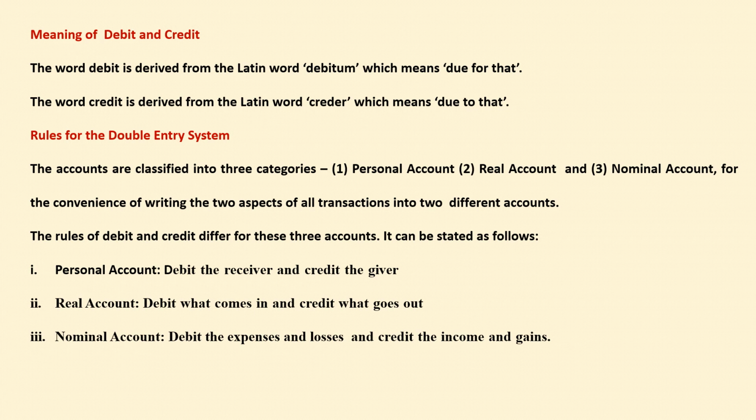First one, personal account. Debit the receiver and credit the giver. Real account. Debit what comes in and credit what goes out. Nominal account. Debit the expenses and losses and credit the income and gains.